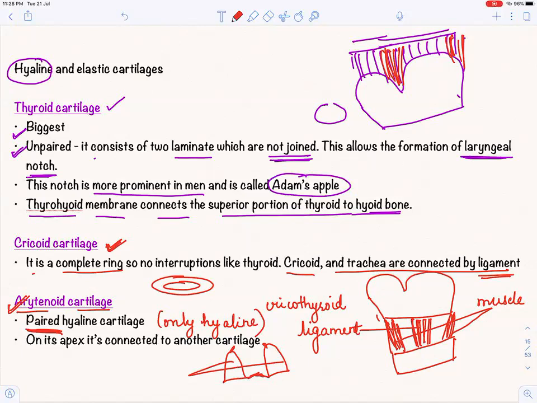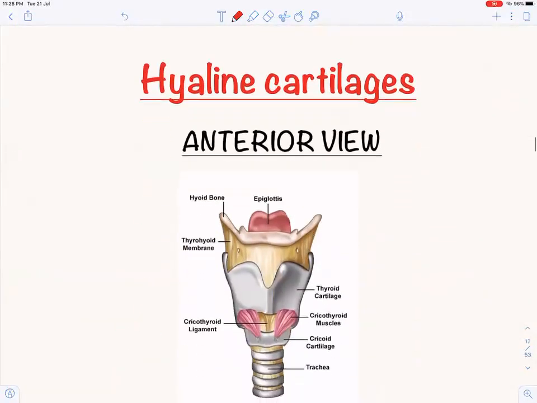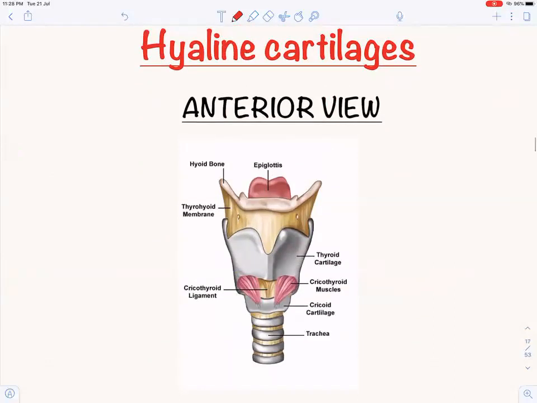On its apex it's connected to another cartilage. To what cartilage is it connected? It's connected to corniculate cartilage. Okay, these are arytenoid. So now we'll see hyaline cartilages, the anterior view.